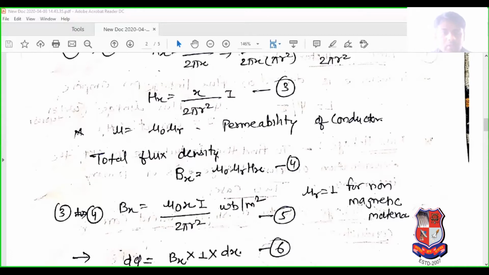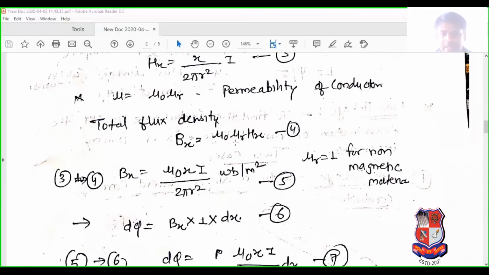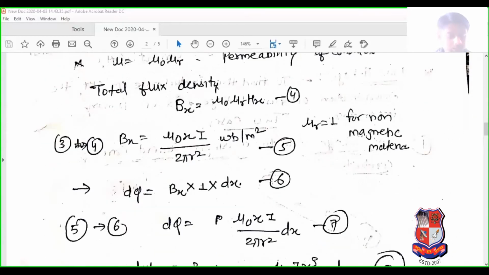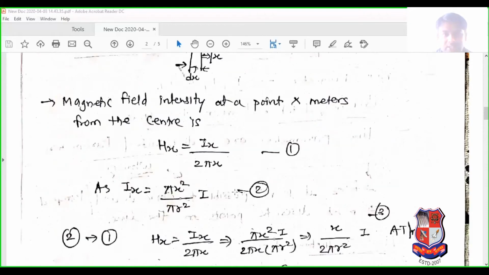Clear to here? Okay, now we will put the value of Hx from equation 3 into equation number 4. So what is the value of Bx? Bx is equal to mu 0, mu r equal to 1, so Hx equal to x into I upon 2 pi r square, Weber per meter square. Now flux d phi, that is flux d phi through a cylindrical shell, this is.